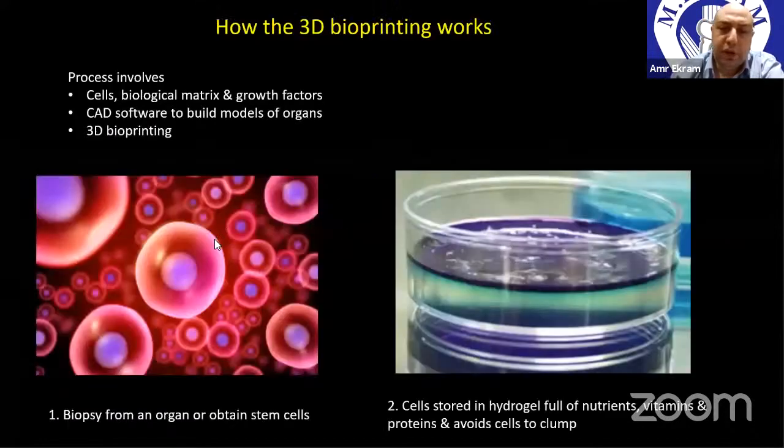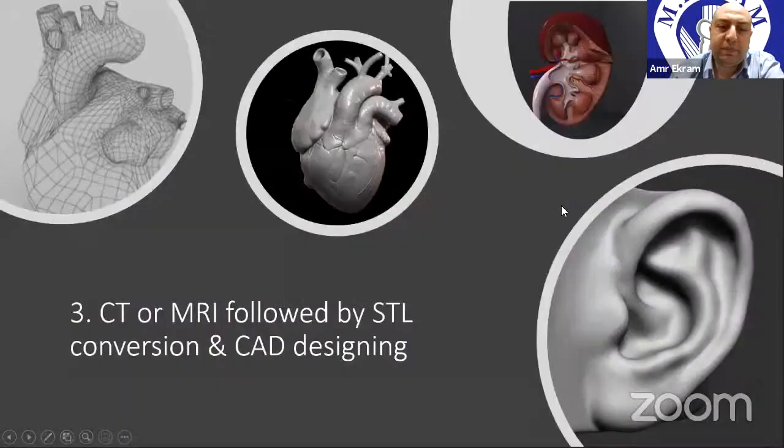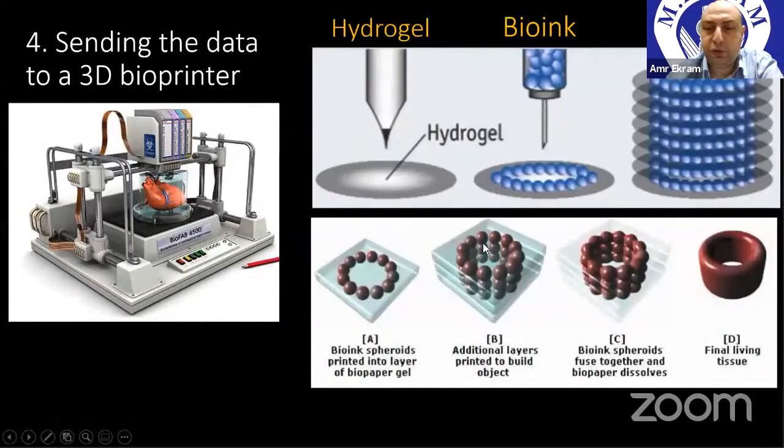So you can collect the cells, place them in a suitable environment. You can send them to the 3D printer. You can take the organ that you want to print using a CT or an MRI or whatever 3D modality, and the printer can shape this bioprinting according to the shape you want, and it prints the cells using the bioprinter.